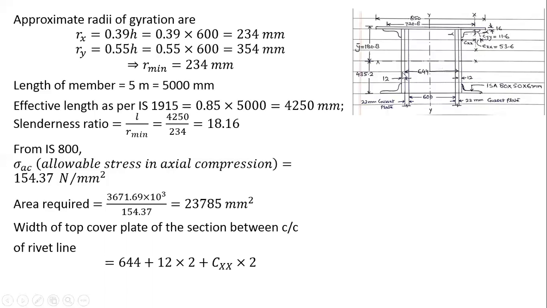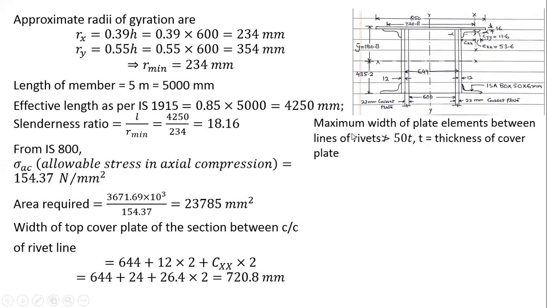Now this plate is 12 millimeter here and 12 here. So 12 into 2 plus this is my CXX. Okay, here the rivets are inserted here. So this distance is CXX. It is given in the steel table. So CXX is here. Similarly, CXX here. Okay. So CXX into 2. So this 644 comes out to 24, and CXX is given in the steel table as 26.4 into 2. So this is required 720.8.